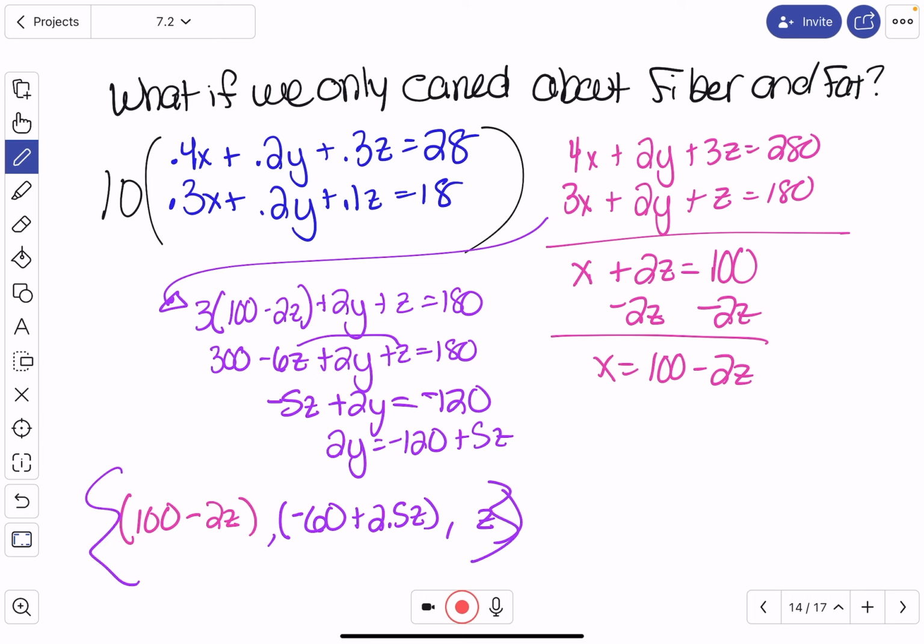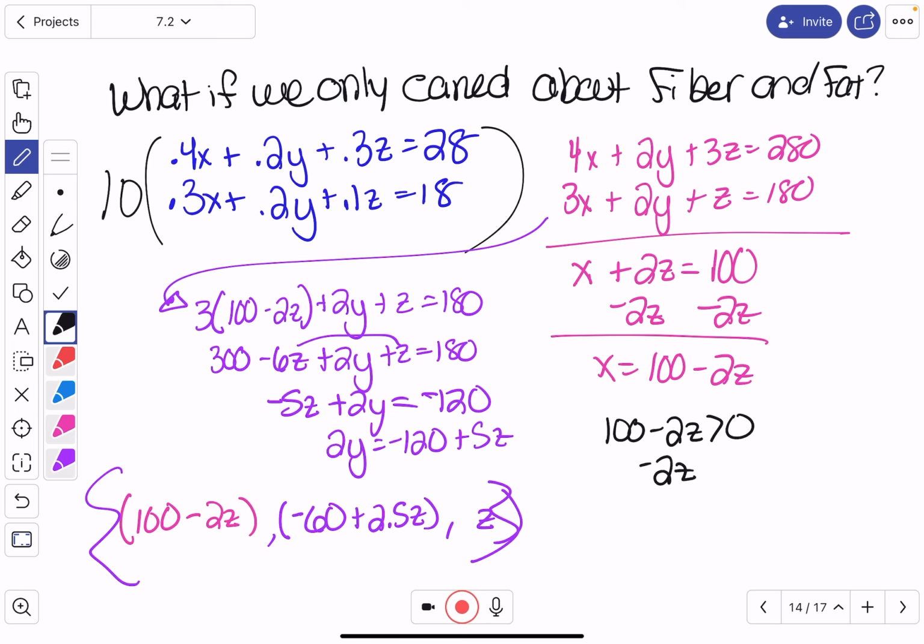Now, we can't have negative things, so there is a little bit of a limit. So if we think about this, 100 minus 2z has to be greater than 0. We can't have nothing if we're making a mixture. So if we bring the 100 over, we get negative 2z is greater than negative 100. Divide by negative 2, z is less than 50.